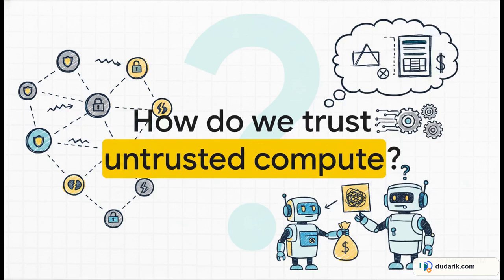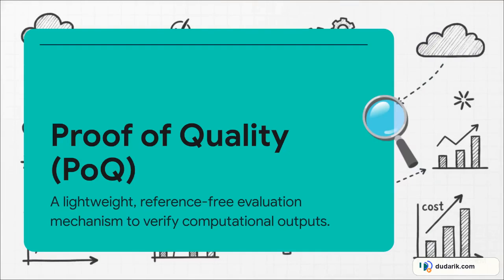But you can't just run their same prompt through some massive, expensive model to double check it, right? Because if you do that, it literally defeats the entire purpose of decentralized distributed efficiency. And that brings us to proof of quality, or PoQ for short. In a perfect world, a proof of quality mechanism has to be two things. It's got to be lightweight, and it's got to be reference-free.